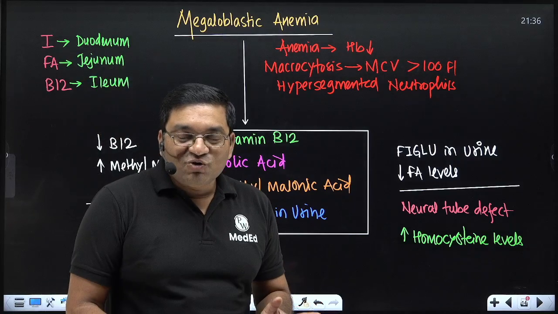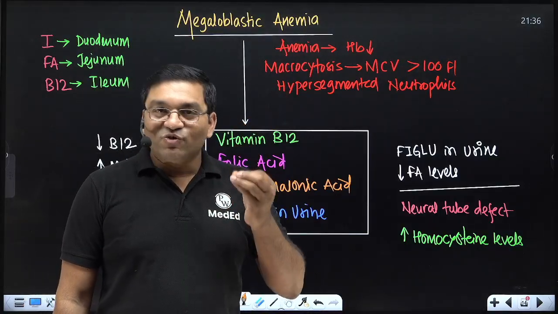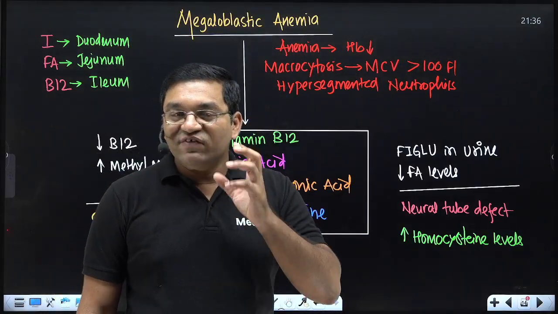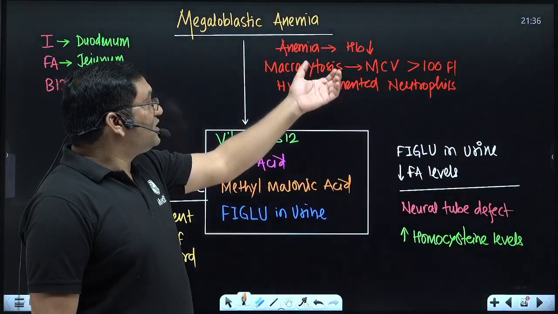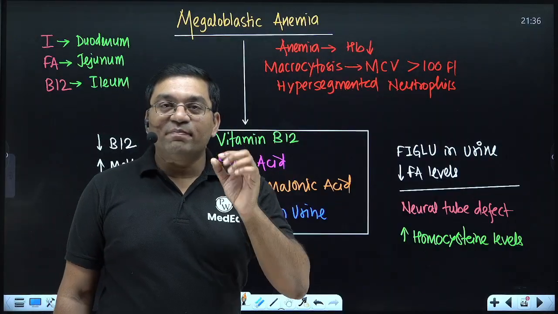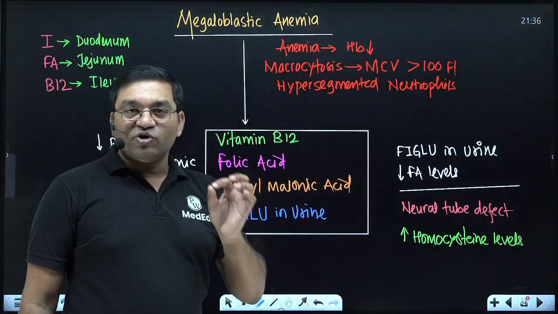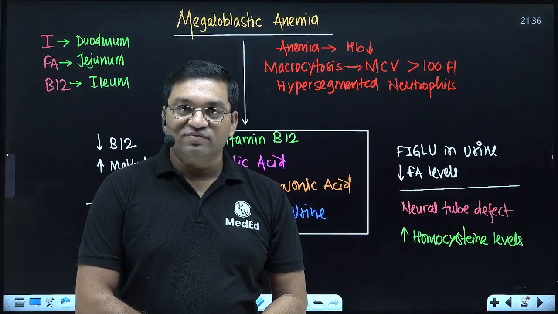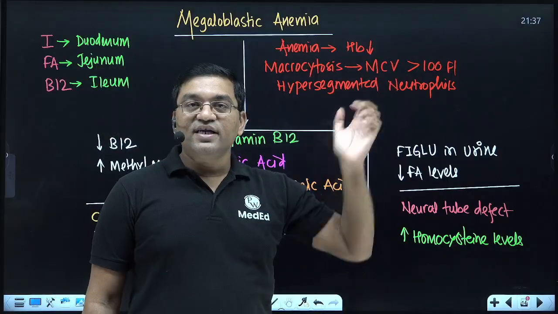Hello students, now we will discuss the deficiency manifestations of vitamin B12 and folic acid. Very important vitamins. How will you differentiate between these two? Because the deficiency causes anemia, that too macrocytic, meaning megaloblastic anemia will be there in the deficiency of both B12 and folic acid. Okay, so macrocytosis is there, meaning increase in mean corpuscular volume.